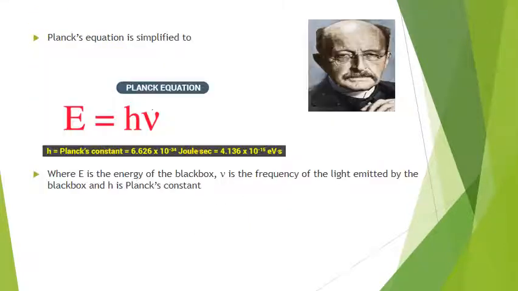So Planck was able to simplify his equation to: the energy of a wavelength is equal to his constant times the frequency. So basically the size of the bin times the frequency is equal to its energy. All right. And the constant is 6.63 times 10 to the minus 34th, and this is just another unit. So E is the energy of the black box, nu is the frequency of light emitted by the black box, and h is what's called Planck's constant.